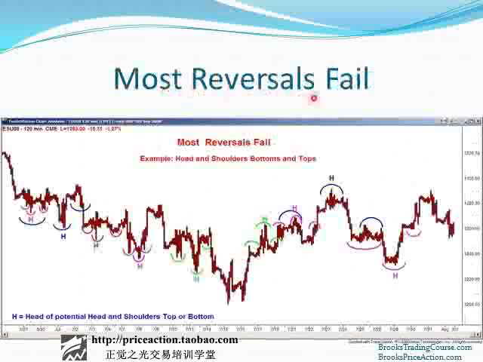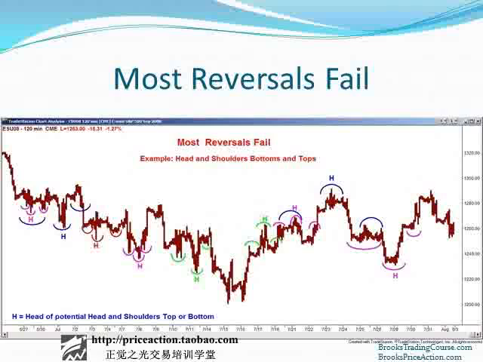Now, you've heard me say repeatedly that most reversals fail, and the reversal pattern that I tend to pick on the most is the head and shoulders pattern, because that's the one you hear the most on television or in books: oh, wow, it's a head and shoulders top or it's a head and shoulders bottom, and therefore the market will reverse. No. If you see a head and shoulders top, it's probably a bull flag. If you see a head and shoulders bottom, it's probably a bear flag.